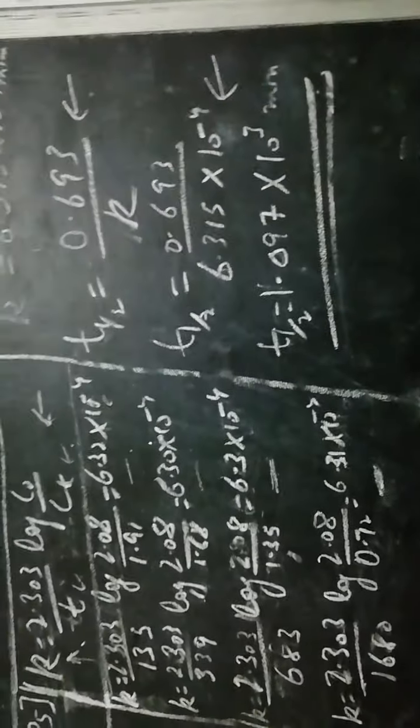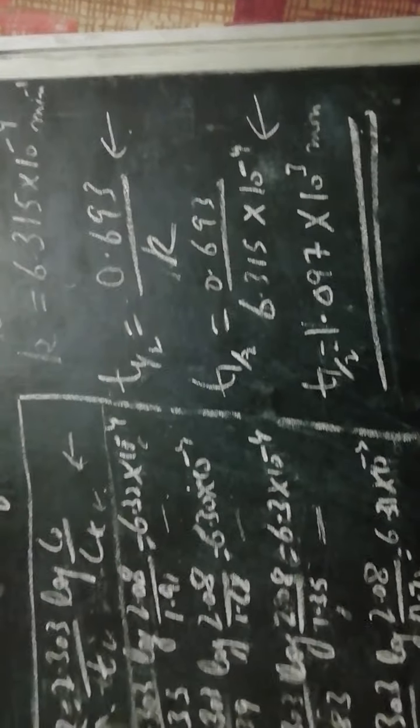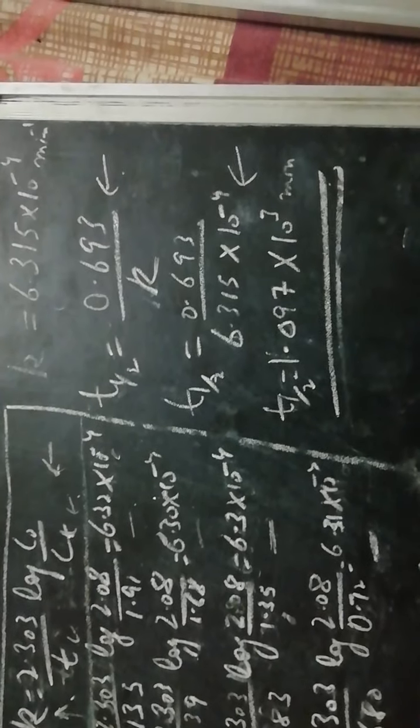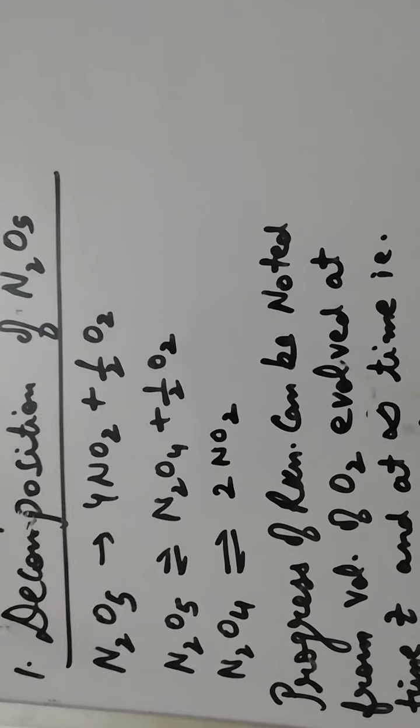This was the data which was given in the form of initial and final concentration. We will discuss one more example in which data may be given in a different form. Here are some examples of first order. First we have taken the decomposition of N2O5. This is our reaction written: N2O5 gives us 4NO2 plus half oxygen, and this reaction takes place in the following 2 steps.